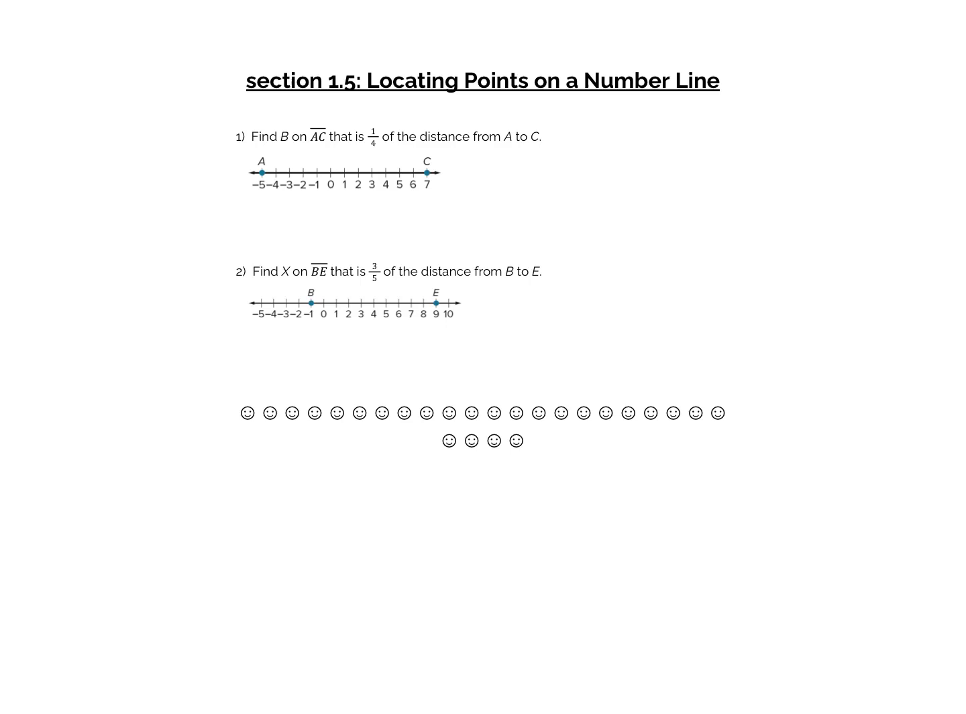Alright, so today we're going to look at Lesson 5 of Section 1, how to locate points on a number line. So question 1 asks us to find B on segment AC, that is 1/4 of the distance from A to C. So the first thing we're going to talk about is the formula that we're going to use. And the formula is going to look something like this.